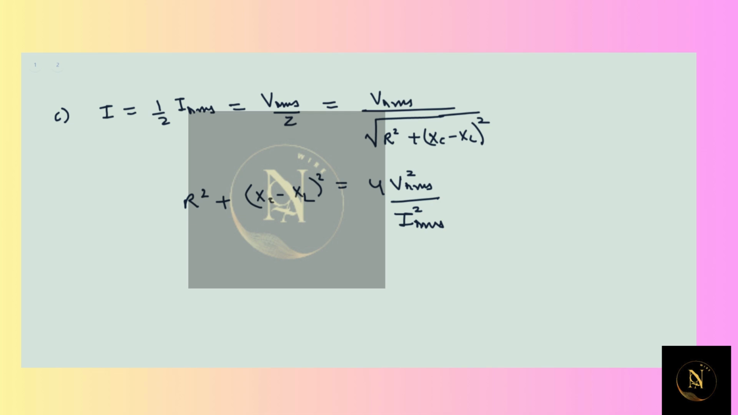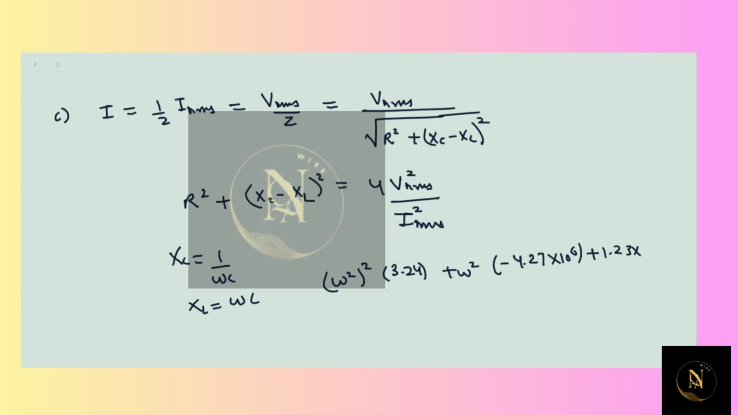This is our equation, and we can find the omega. We know that XC is equal to 1 over omega C and XL equals omega L. Putting all this, we can find a quadratic equation, and using this we have found omega to the fourth, 3.24, plus omega squared minus 4.27 times 10 to the power 6, plus 1.23 times 10 to the power 12 equals 0. We can solve this equation to find omega squared.